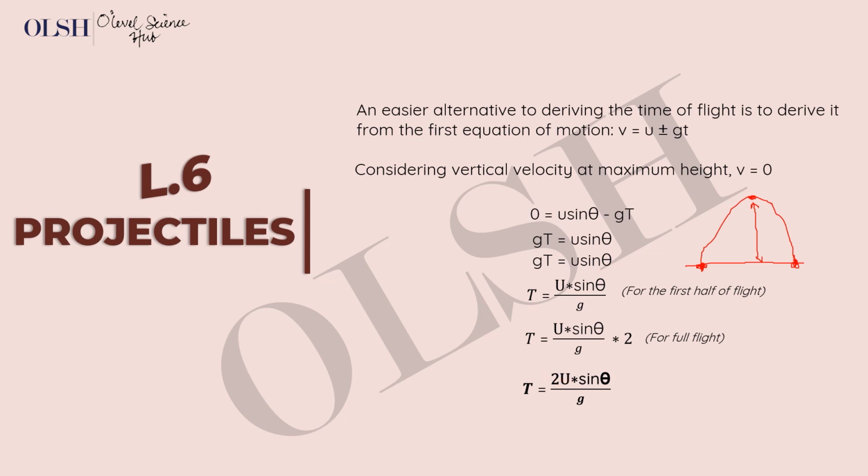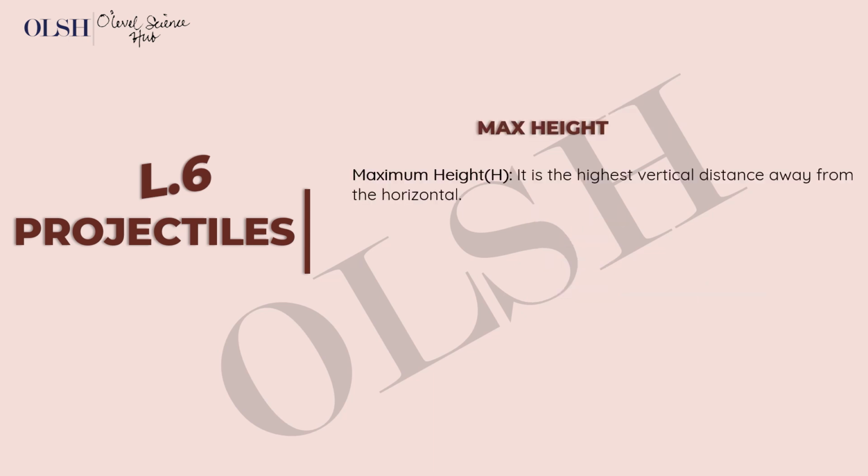So this is another way to derive the formula, and it's easier. Let's look at maximum height. Maximum height is the highest vertical distance away from the horizontal. When we say horizontal here, we mean the plane of projection. So it's the vertical distance from the plane of projection to the maximum height the object hits before coming down.